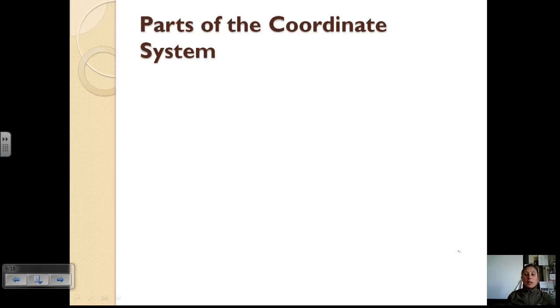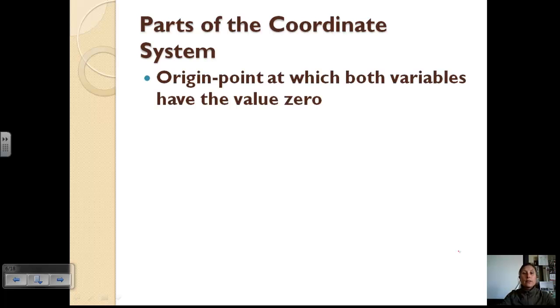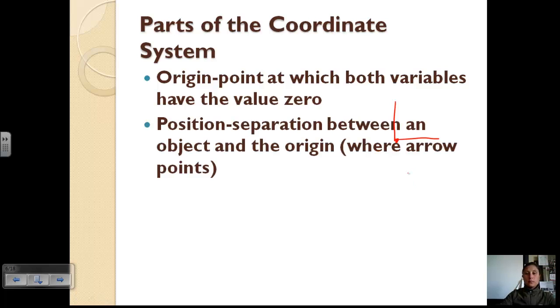Okay, so we can take that information about motion, we can put it on a motion or particle diagram. We can also graph it. Before we get to that, let's talk about the points of the coordinate system. We have the origin. This is the point at which both variables have the value of 0. So if this was our graph, we would say that this was the origin.